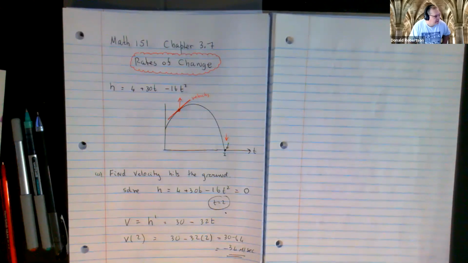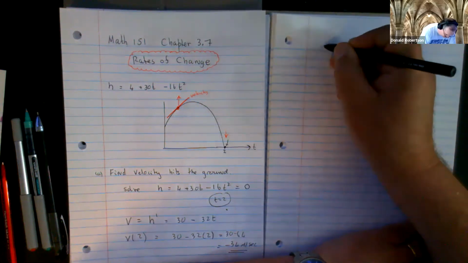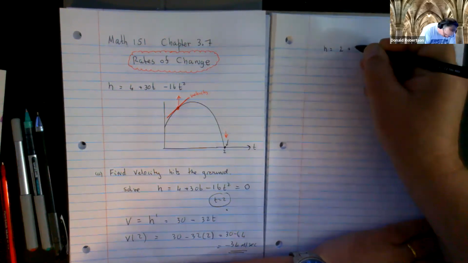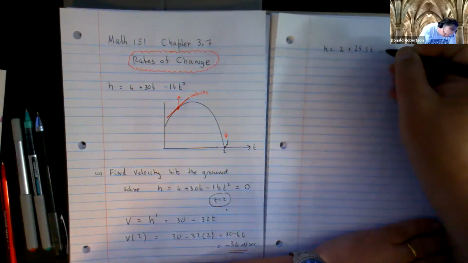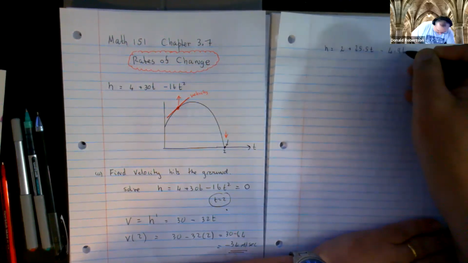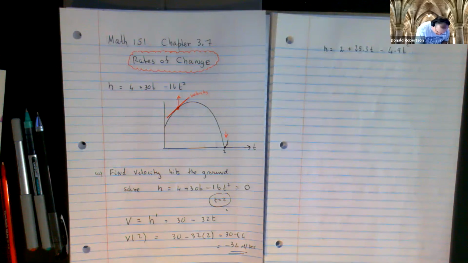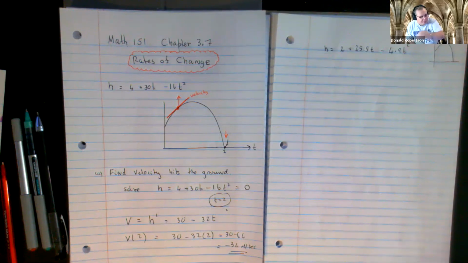Okay. Let's try another one. Okay, this one is h equals 2 plus 25.5t, take away 4.9t squared. Much uglier numbers because it's more realistic. And if I plug this into Desmos, can you just trust me? It looks like that again, because it comes down.